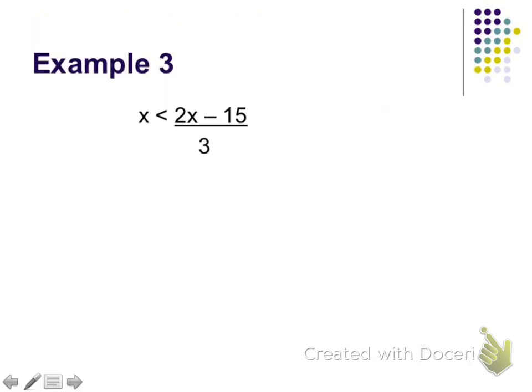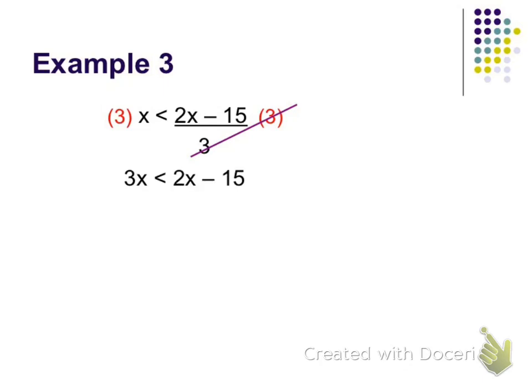Okay, in this example, we can see that the expression on the right, the 2x minus 15, is being divided by 3. So I'm going to show you how to get rid of, we're going to undo the division in this case first, which is not what we normally do. But the reason is we want to get rid of that dividing by 3. So if we multiply both sides by 3, the one on the right will cancel out.